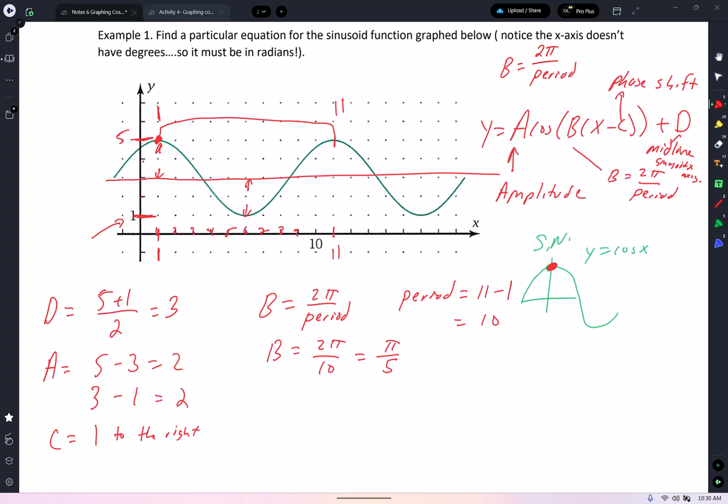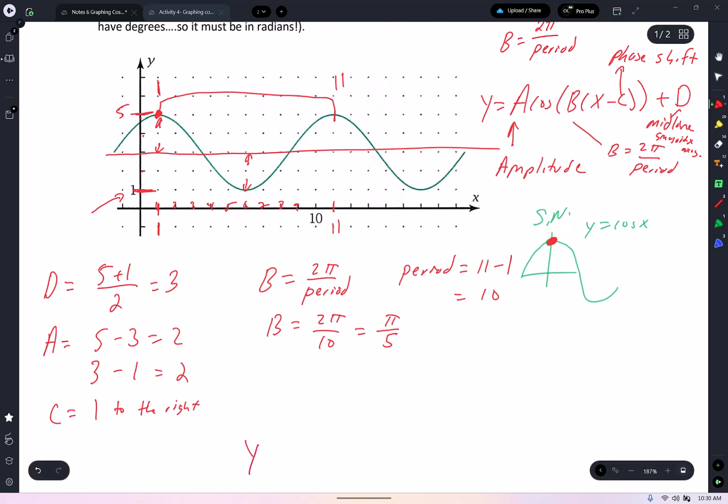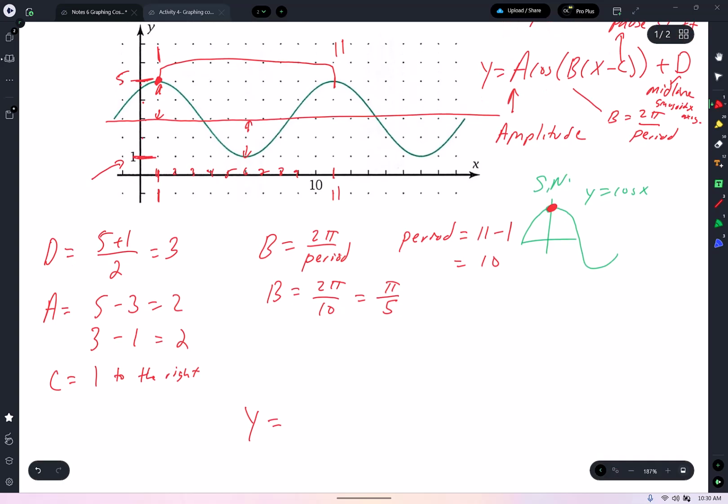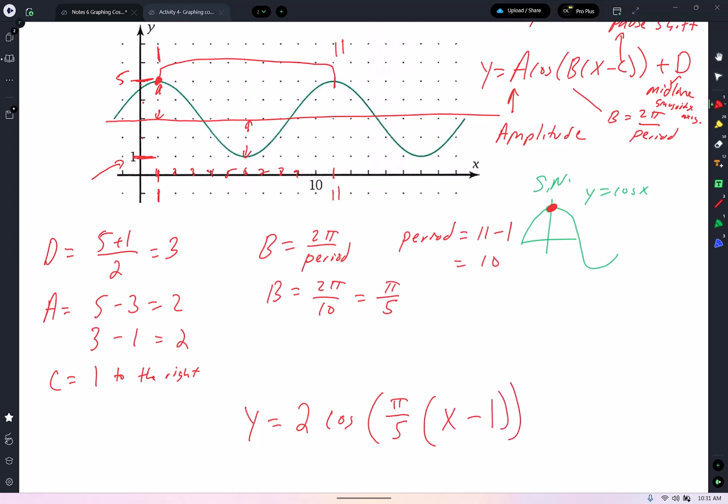All right, here we go. You're going to go y equals, the amplitude is 2, so write 2. Cosine, open parenthesis, pi over 5, open parenthesis again. X minus 1, close it twice, plus 3.